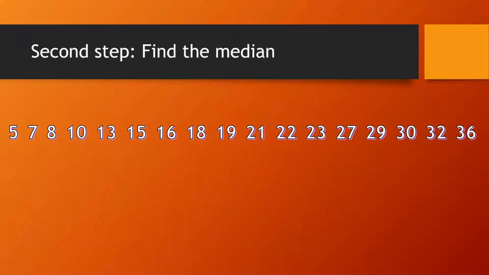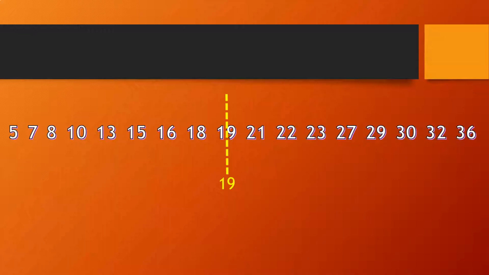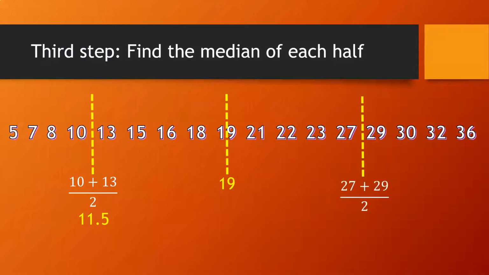Then, to divide it into 4 equal pieces, we'll find the median of the data. That divides the data into 2 equal parts, in this case with 8 values below and 8 values above the median of 19. And then we'll find the median of each half of the data. So the median of the first half is between 10 and 13, or 11.5, and the median of the second half is between 27 and 29, which is 28.